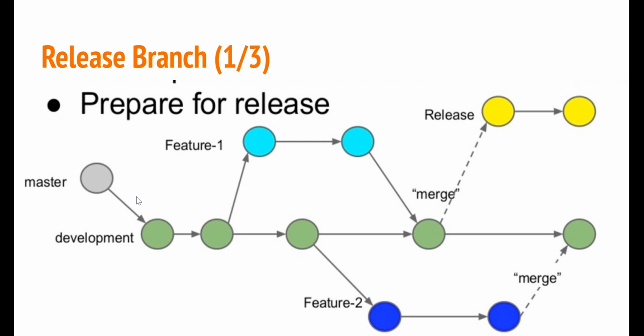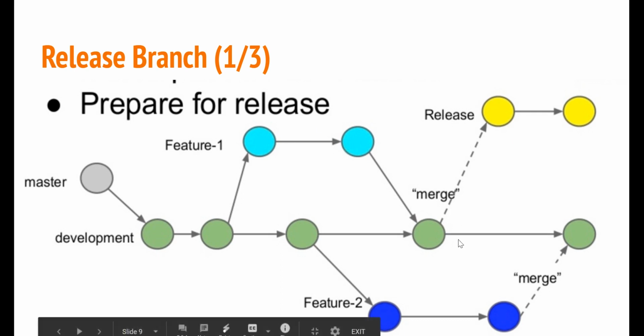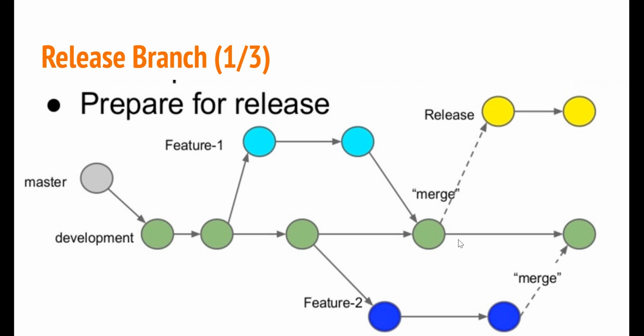Well, out of the master, we first separated the development branch, and out of the development, we separated the feature branch according to the feature that we need to develop. We'll merge that feature back into the development branch, and if we have to put that feature into the release, we need to merge the development branch into the release branch.